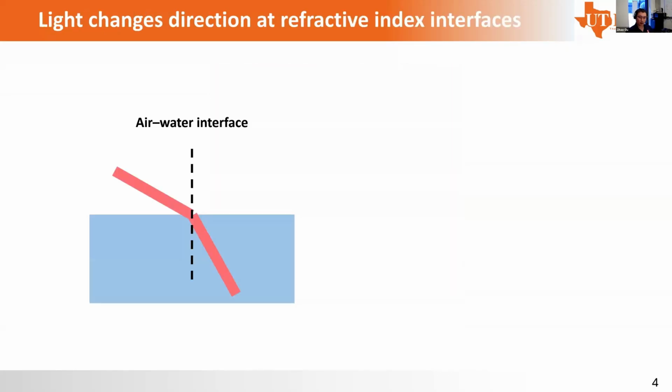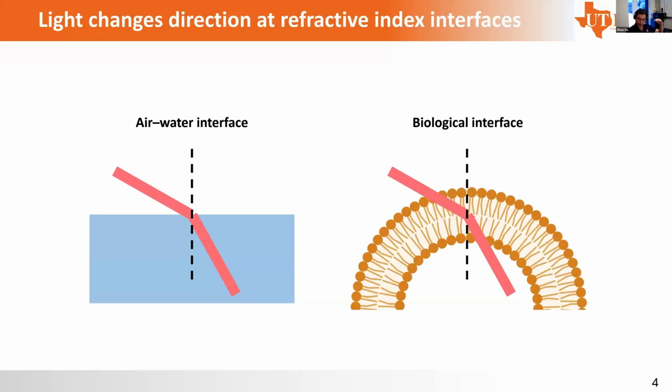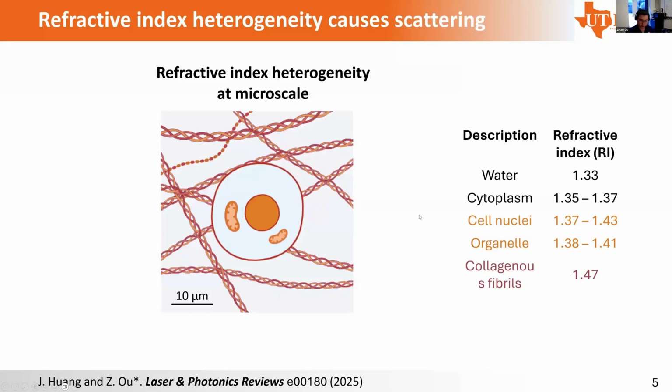A more straightforward way everybody knows is that when light goes from air to water, it will bend and change its propagation direction. It's very similar in biological tissue. Every time it hits material with different optical properties, it will change its propagation direction. These optical properties are basically what we call refractive index. This is a simple schematic, but in real life, this is much more complicated.